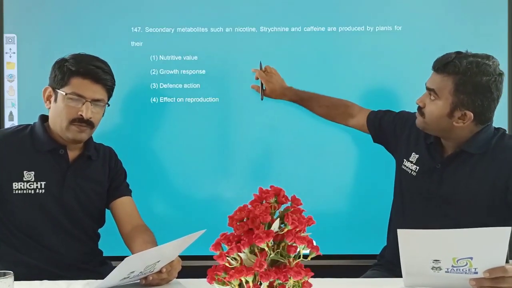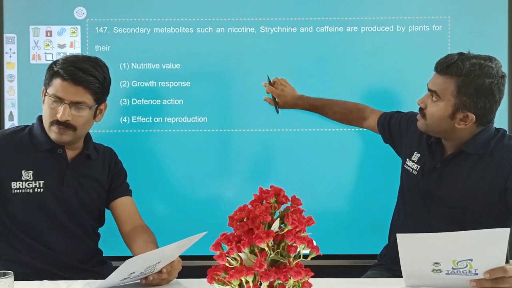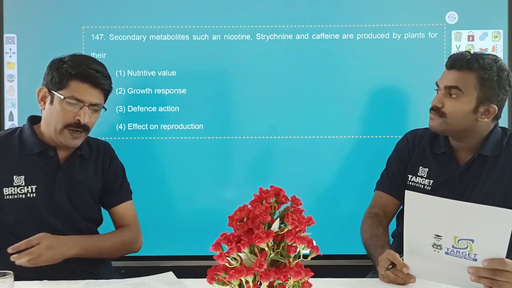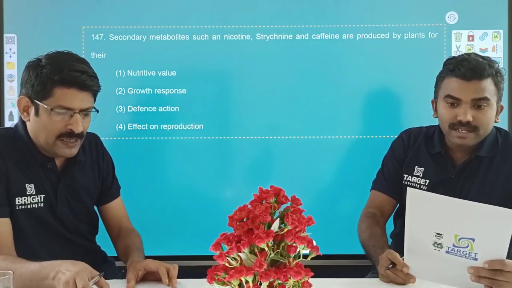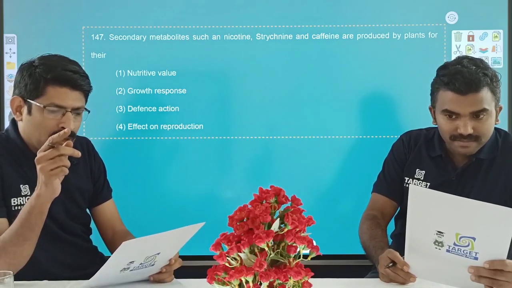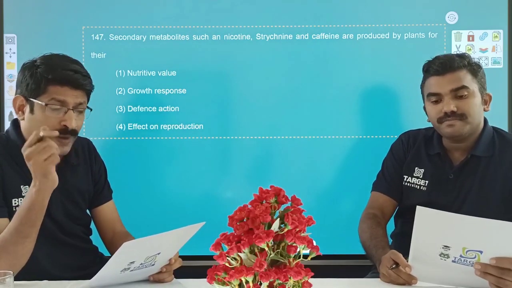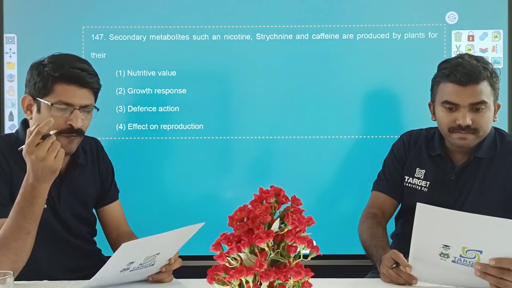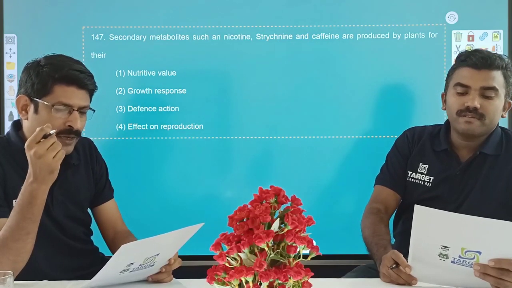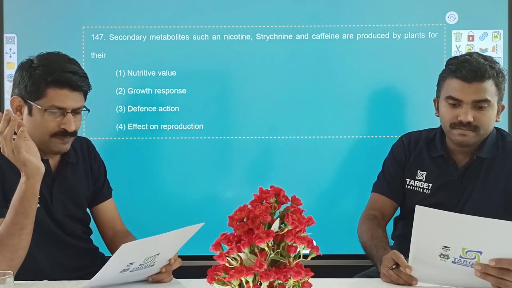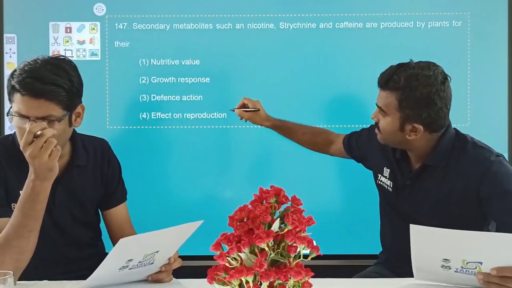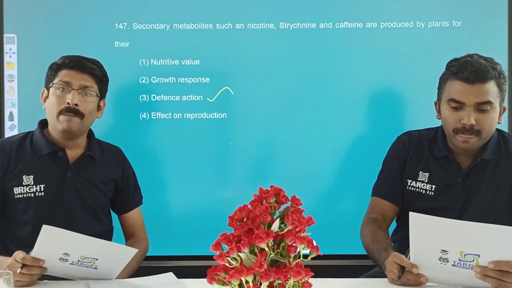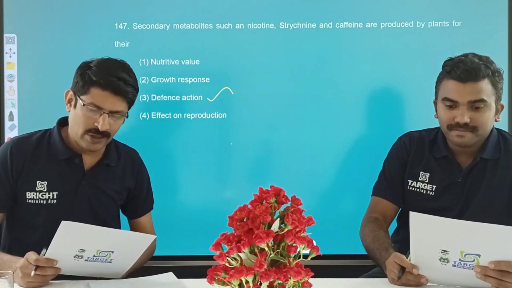Coming to the next question. I think that is coming from Biomolecules. A secondary metabolite such as nicotine, strychnine, that is from Strychnos nux-vomica, the plant. Nicotine is from tobacco, Nicotiana tabacum, and caffeine from Coffea arabica are produced by the plant for their defense action. It's a direct question, and it is from page number 146, which explains secondary metabolites in the chapter Biomolecules.